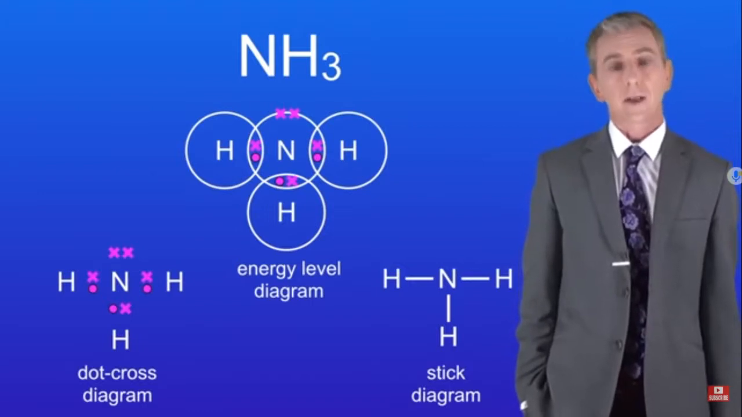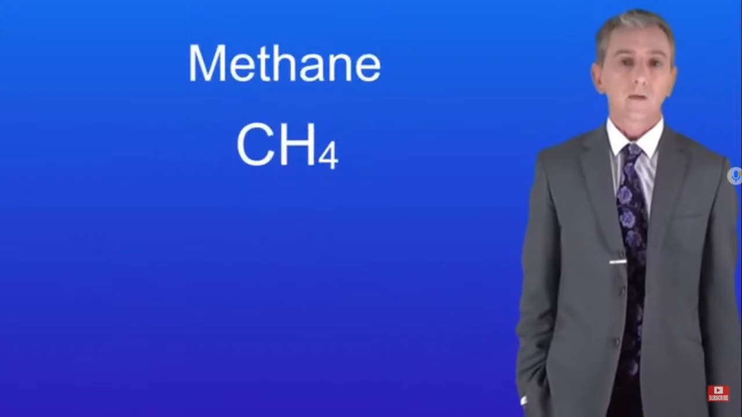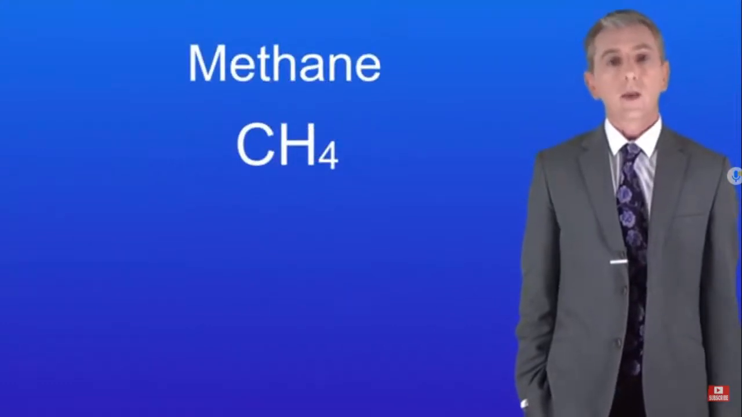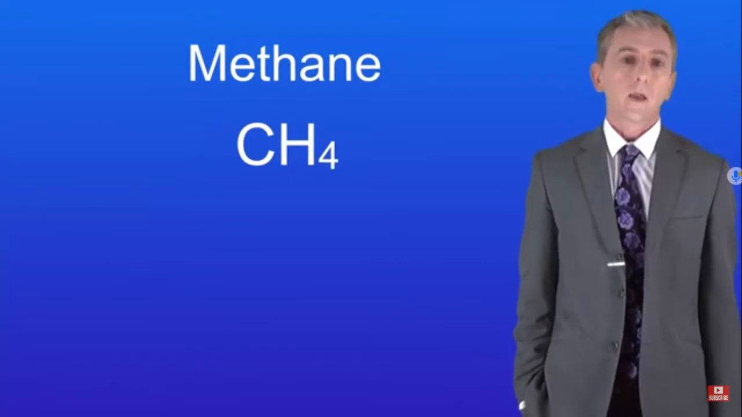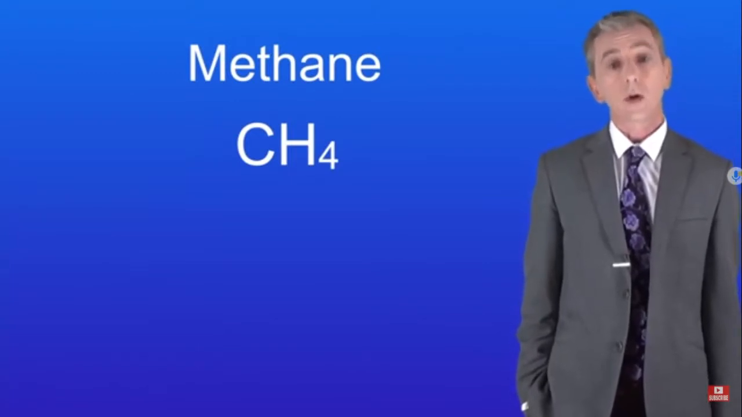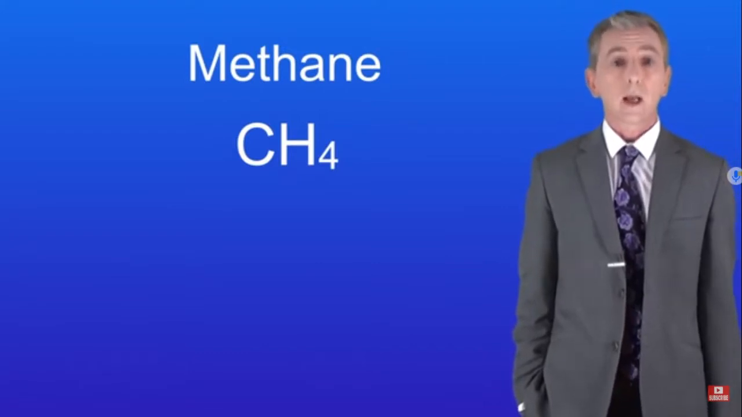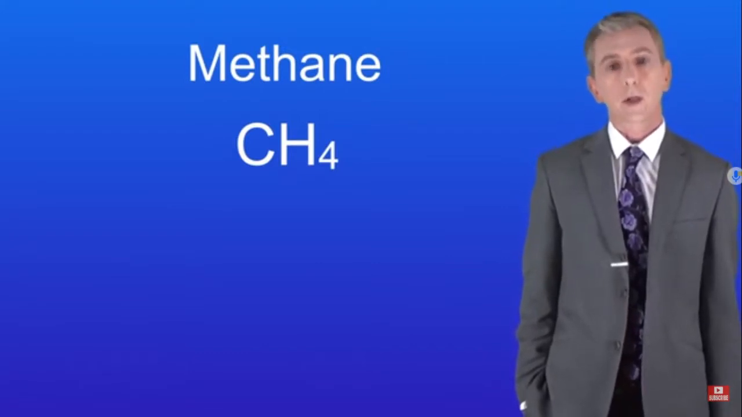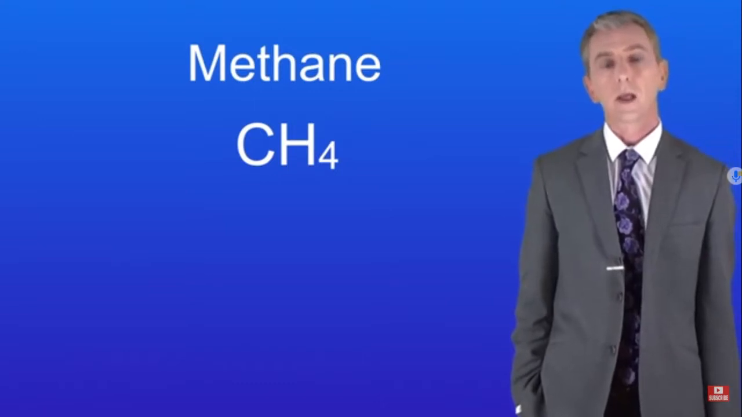Hopefully you're now getting the idea that covalent bonding is relatively straightforward. Here's the final molecule in this video. This is methane, which has the formula CH4. That means that a methane molecule has 1 carbon atom bonded to 4 hydrogen atoms. Again, we know that this is a covalent molecule because both carbon and hydrogen are non-metal elements.